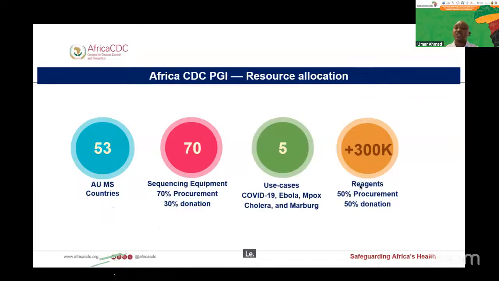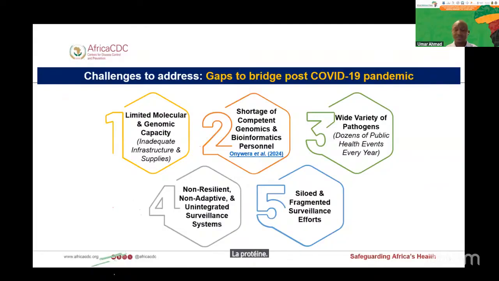And we also spent quite a lot of money procuring some reagents across the continent. So the gaps identified post-pandemic were limited molecular capacity, inadequate infrastructure and supply in most of the African national public health institutions, and a shortage of competent bioinformaticians and bioinformatics scientists who can analyze the data that was sequenced in those regional sequencing hubs.